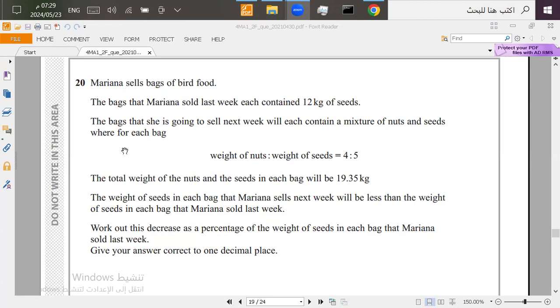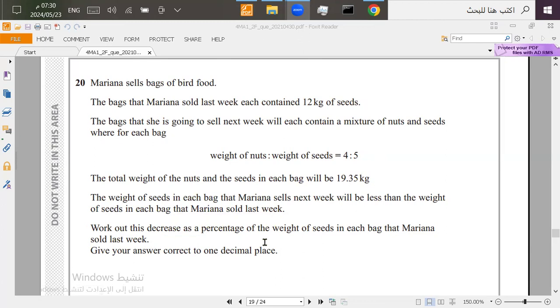Mariana sells bags of bird food. The bags that Mariana sold last week each contain 12 kilograms of seeds. The bags that she is going to sell next week will each contain a mixture of nuts and seeds, where for each bag, the weight of nuts to the weight of seeds is 4 to 5. The total weight of the nuts and the seeds in each bag will be 19.35 kilograms. The weight of the seeds in each bag that Mariana sells next week will be less than the weight of seeds in each bag that Mariana sold last week.